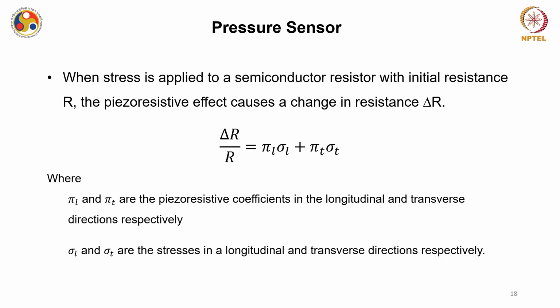Okay, and delta R by R for a piezoresistive material is given as pi L into sigma L plus pi T into sigma T, where pi L and pi T are the piezoresistive coefficients in the longitudinal and transverse directions, while sigma L and sigma T are the stresses in the longitudinal and transverse directions respectively.